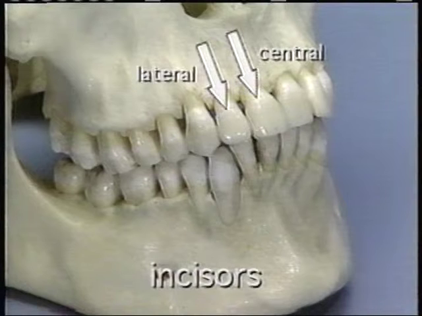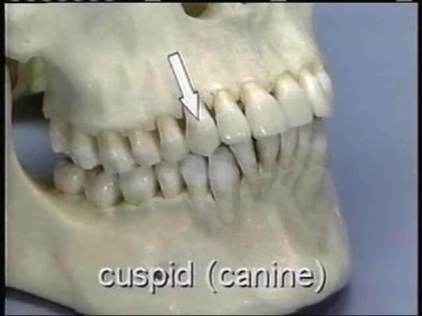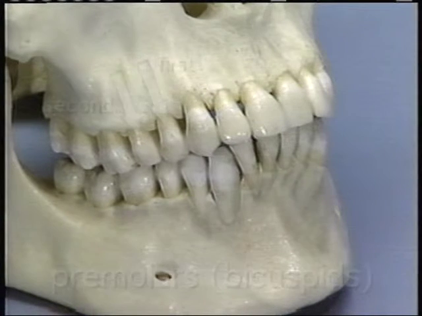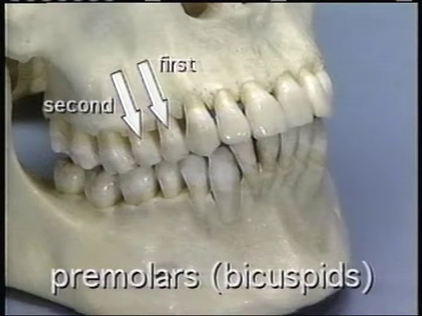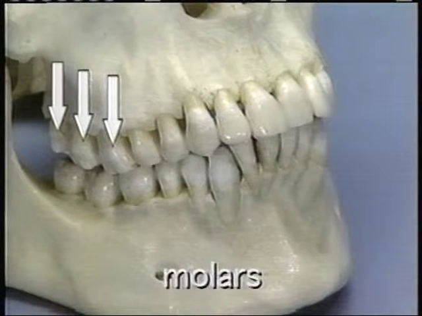These include the central and lateral incisors, cuspid or canine, first and second premolars or bicuspids, and the first, second, and third molars.